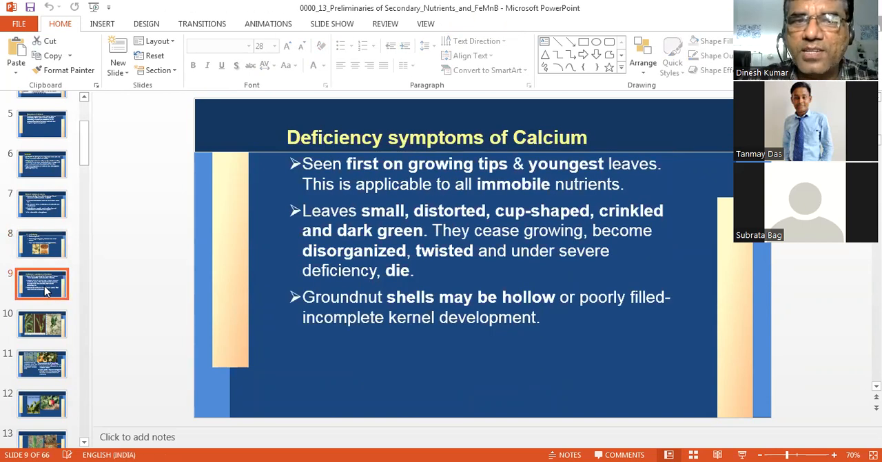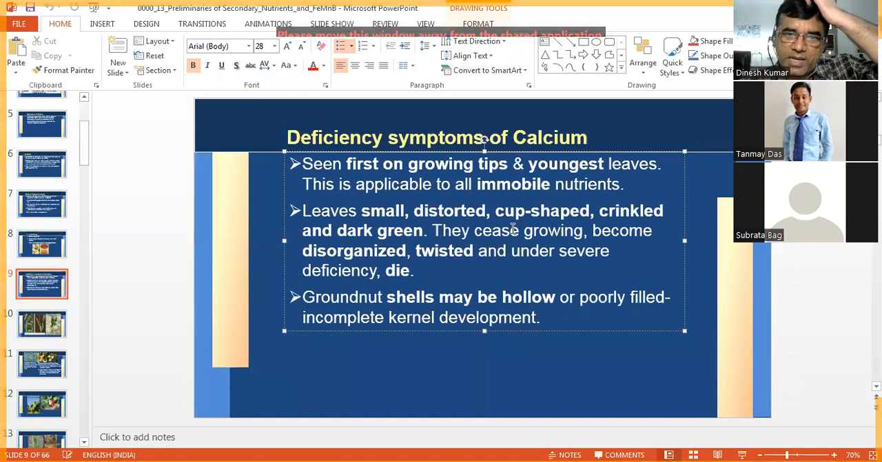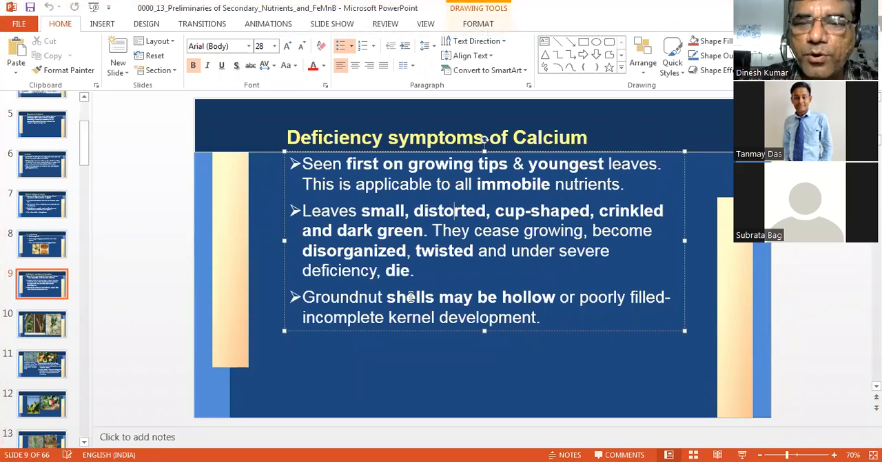Deficiency symptoms of calcium are seen first on growing tips and youngest leaves, so on growing points. This is applicable to all immobile nutrients. Leaves are small, distorted, cup-shaped, crinkled, and dark green. They cease growing, become disorganized, twisted, and under severe deficiency die. So there may be death of the leaves. Groundnut shells may be hollow or poorly filled, with incomplete kernel development.